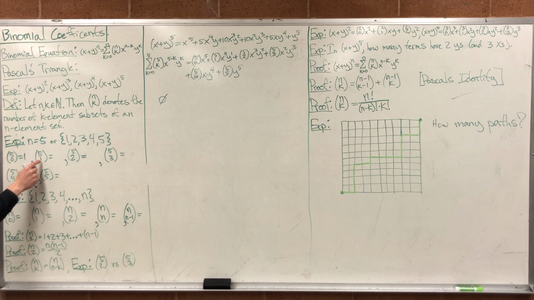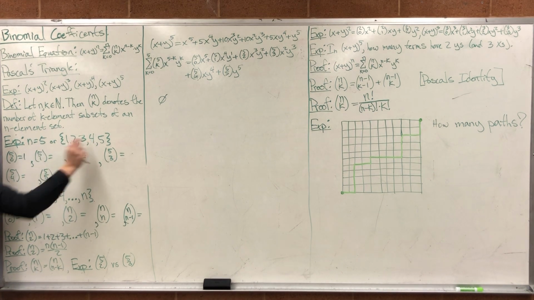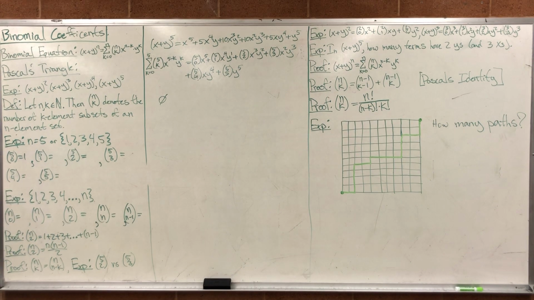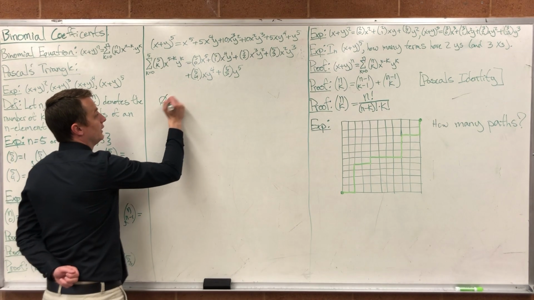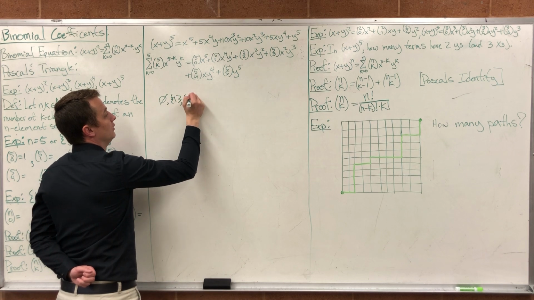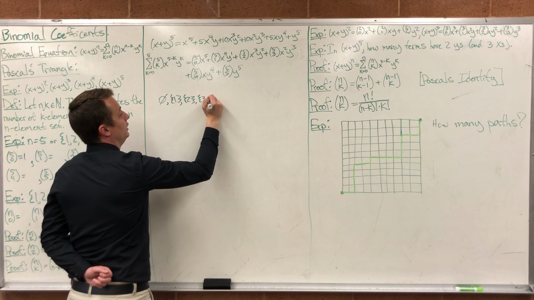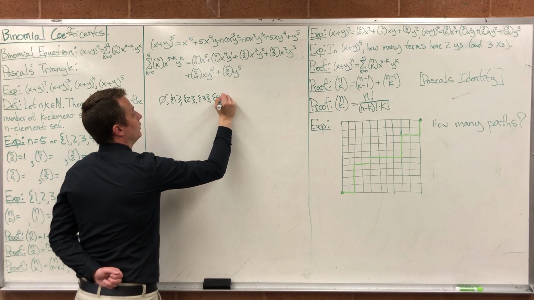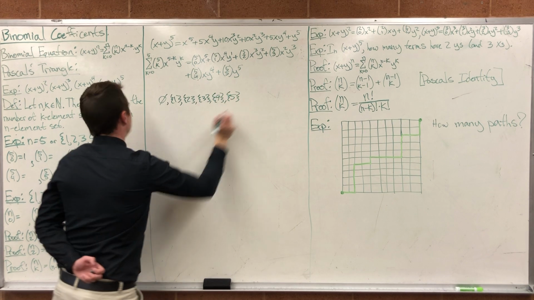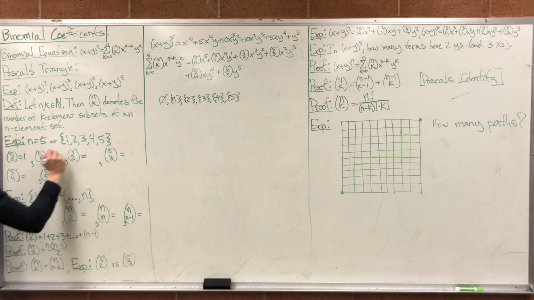What does 5 choose 1 ask? It says how many 1 element subsets can you create from a 5 element set? 5. Because you can separate all of the elements. I can have the set just containing 1, or the set just containing 2, or 3, or 4, or 5. Those are my only options for 1 element sets. So there's 5 ways that we could do that.